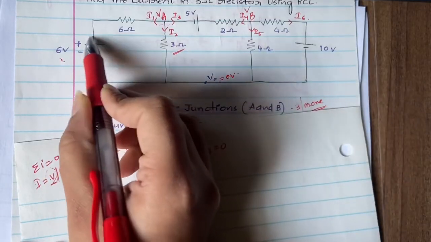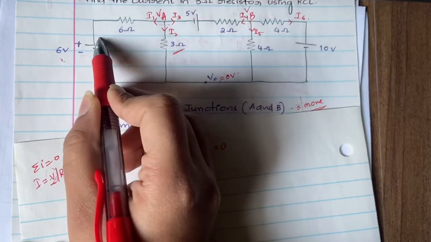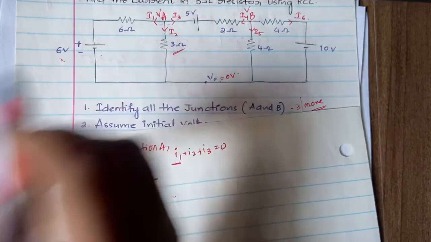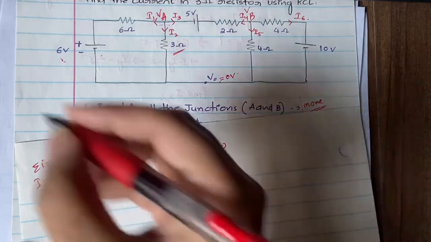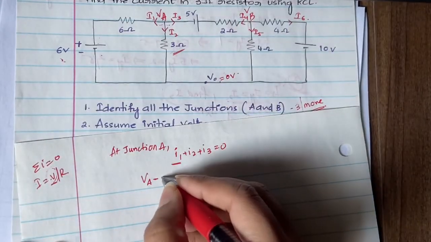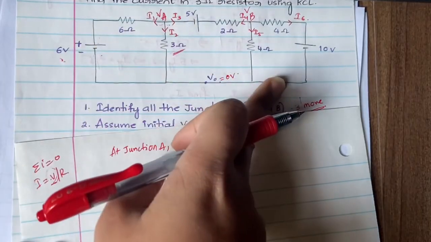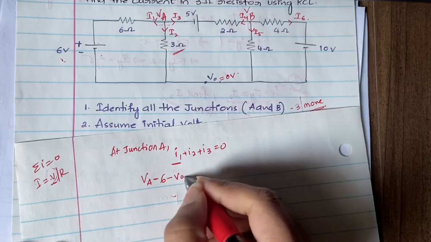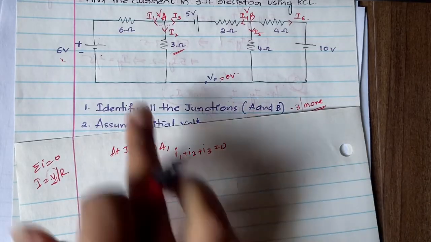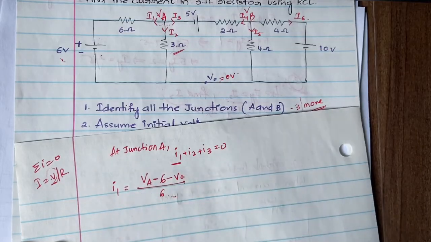Now, what do we have here? 6 volts. 6 is coming from positive to negative. That is, 6 is also coming from higher voltage to lower voltage, right? So it is coming towards the lower potential. Since it is coming towards the lower potential, you will take minus 6. And here also, from higher potential to lower potential, whatever is on the lower potential will be taken as negative only. So minus V0 divided by, what is the resistance? 6. So this is the equation for I1.